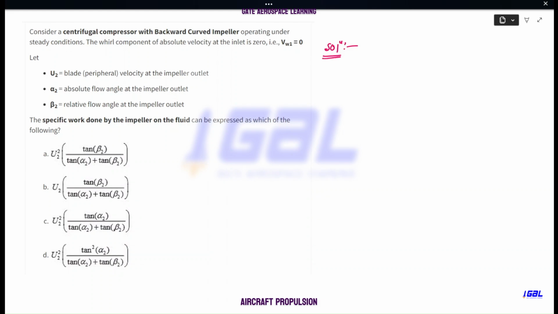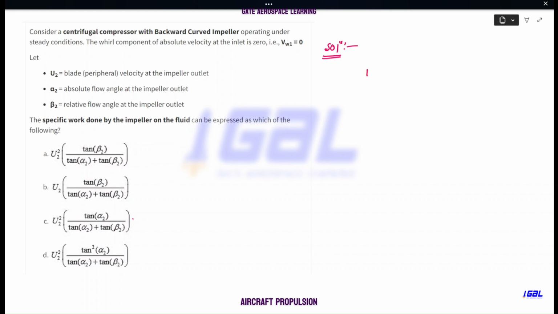Before starting this question, what do you think, from where we should start? The first thing, if you don't have any clue to start the question, first see the options. In this we got one clue, that the options are talking in terms of the blade angle and alpha 2, beta 2, everything, right? These terms are present in all four options. So we'll start from the specific work expression.